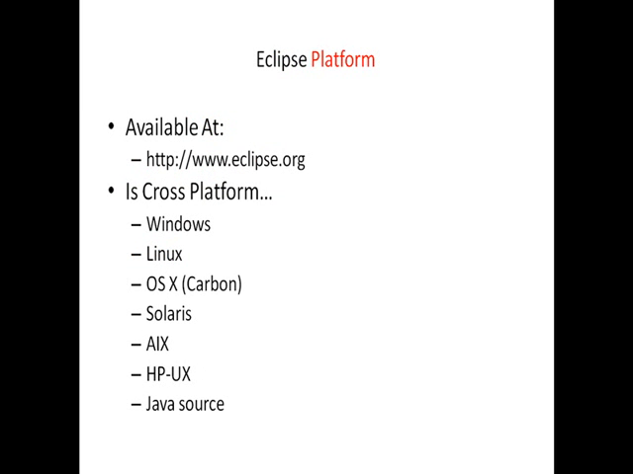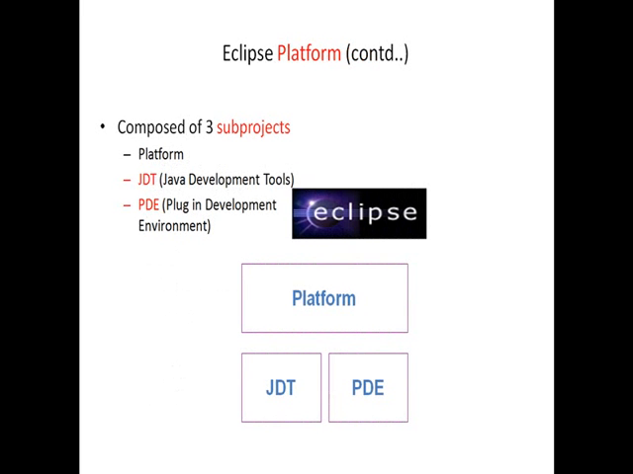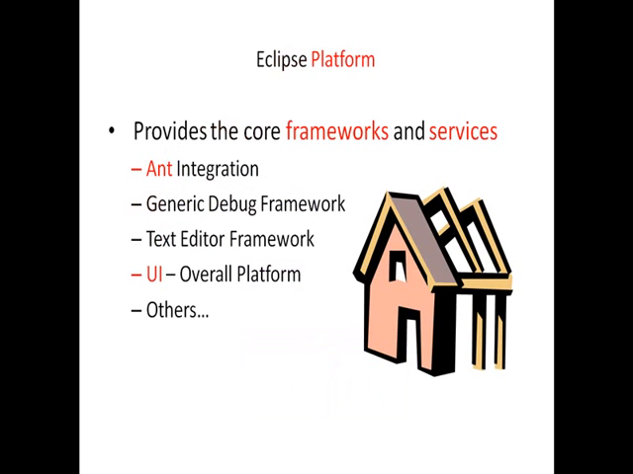When coming to the Eclipse platform, it is available at www.eclipse.org, and it is cross platform. It works on Windows, Linux, Mac OS X, Solaris, AIX, HP-UX, and other systems. It has three subprojects, namely the platform, JDT, and PDE. JDT stands for Java Development Tools, PDE stands for Plugin Development Environment. Collectively we have Eclipse. The platform provides the core frameworks and services and integration, a generic debug framework, text editor framework, UI, overall platform and other related support.